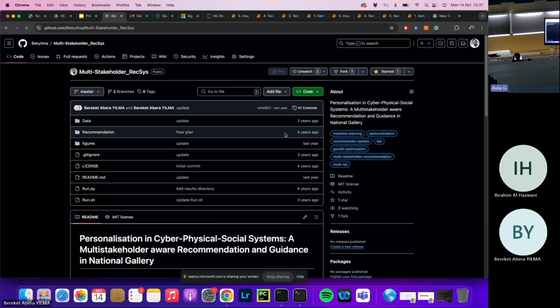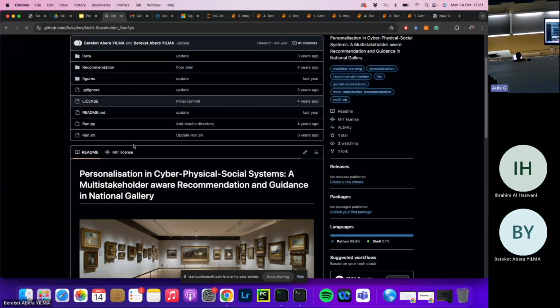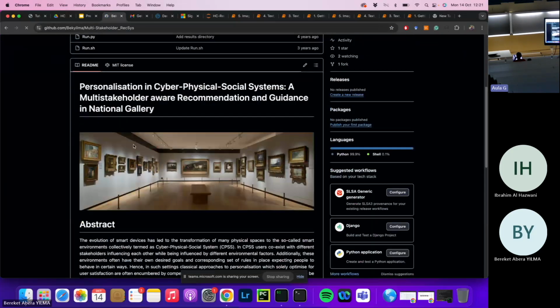Go to the PDF, and then you can find the GitHub repository for the multi-stakeholder implementation using Gurobi.